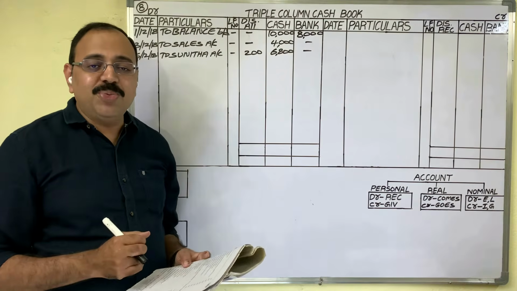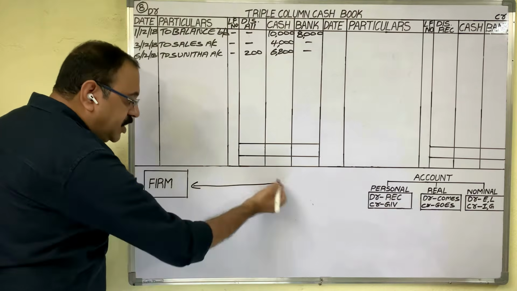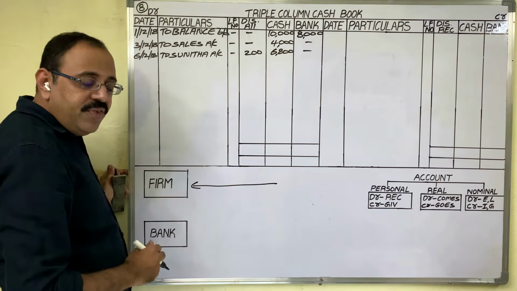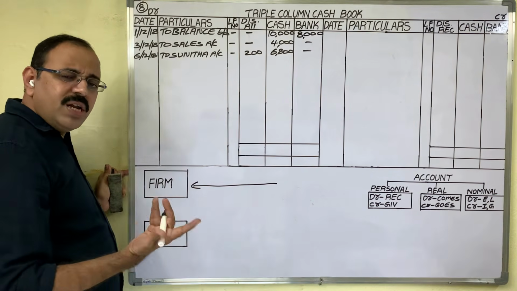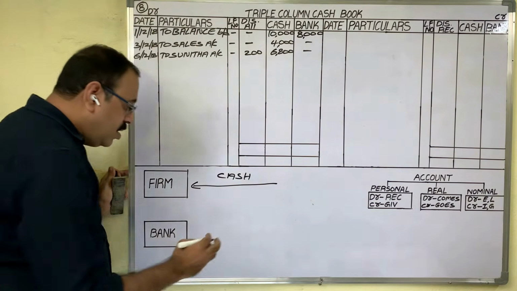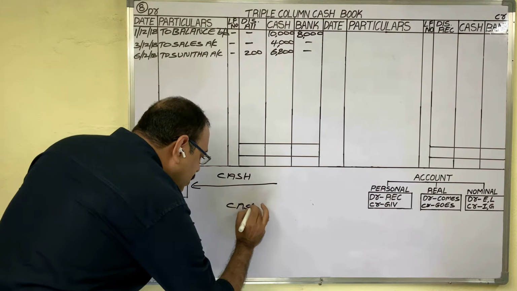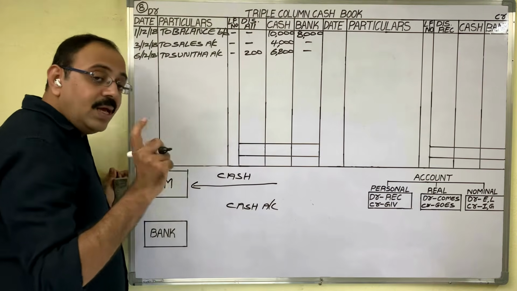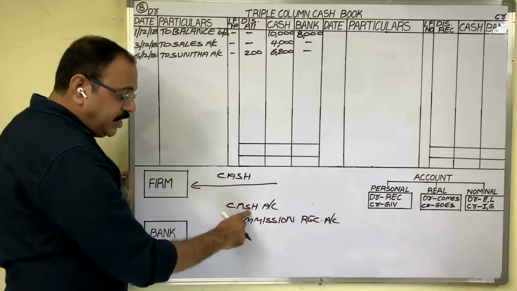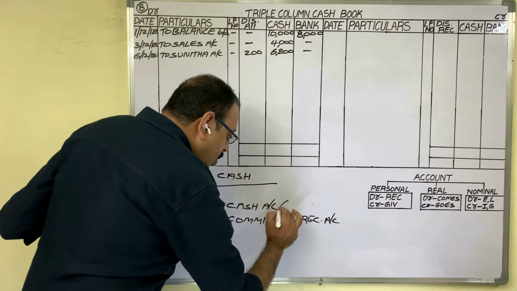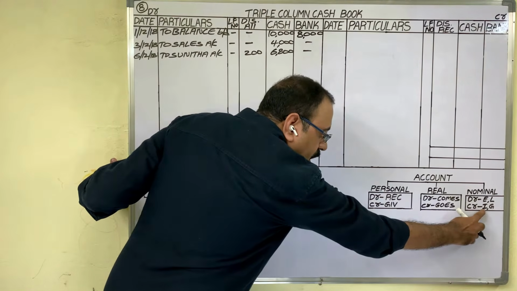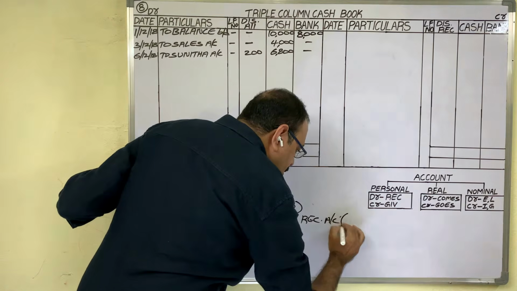Next transaction is on 9th date. Commission received 800 rupees. The firm received commission because the firm has given some service to somebody. In return, the firm received commission. So what is coming into the firm? Cash is coming. Two accounts are cash account, because cash is coming into the firm, and income name, that is commission received account. Cash account is a real account because cash is an asset. Commission received account, this is one income. It is one nominal account.